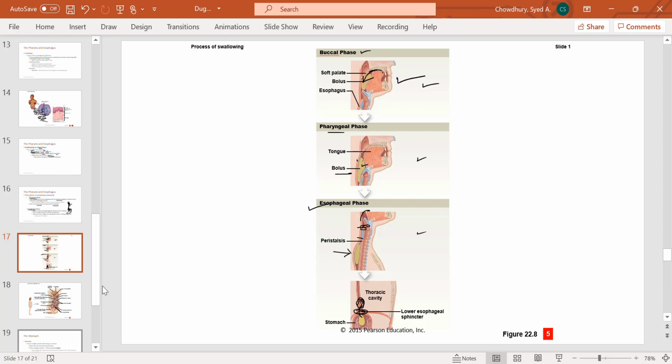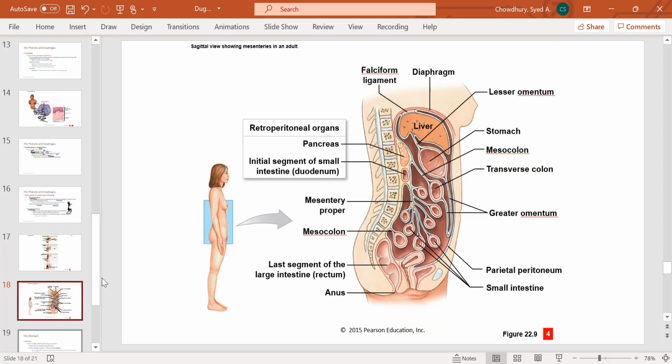So only this part is voluntary. When the food is inside your mouth, you can decide whether you want to swallow it or not. But once the food enters into the pharynx, you don't think about that, right? Your task is just pushing the food to the pharynx, and then the rest is taken care of by itself. Okay, so that's deglutition or swallowing, and its 3 phases.